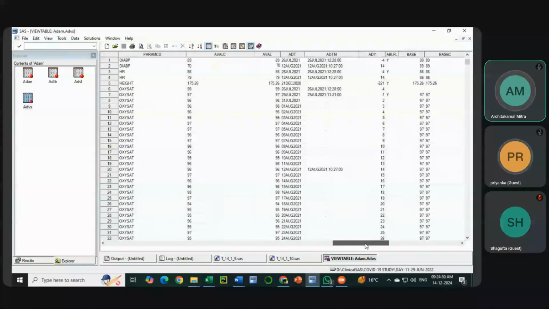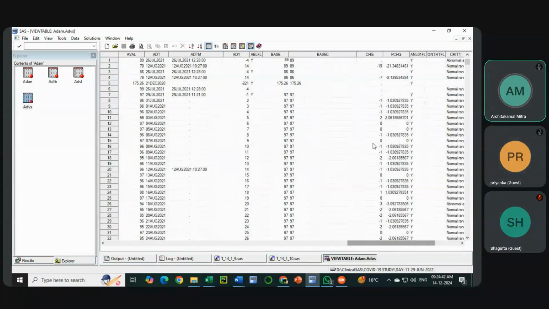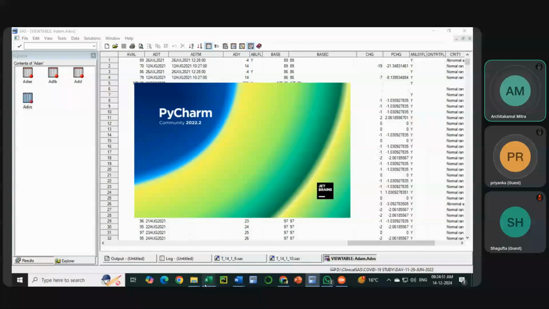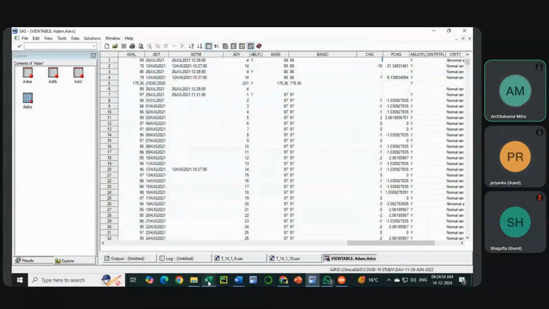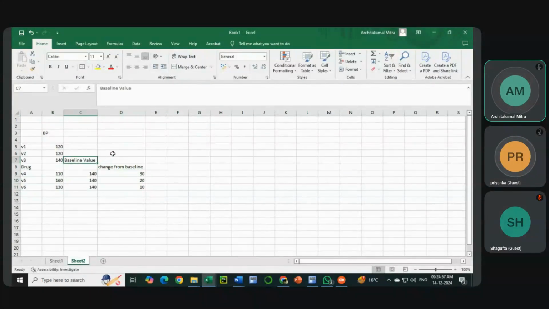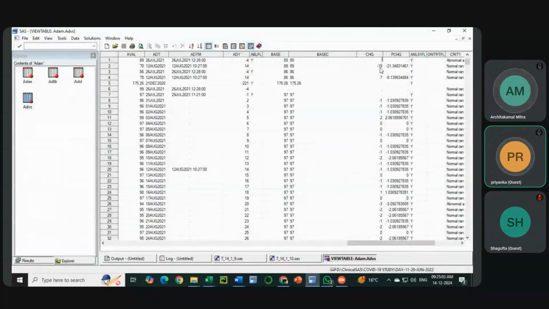Now, what is the baseline value? If you see base, it's showing 89, because the first one is 89. It is showing 89 for both results. Now see the change. The first one will be null. Why will the first one be null? Because 89 minus 89 is 0. And what is the next one? Minus 19. Because 70 minus 89 is minus 19.